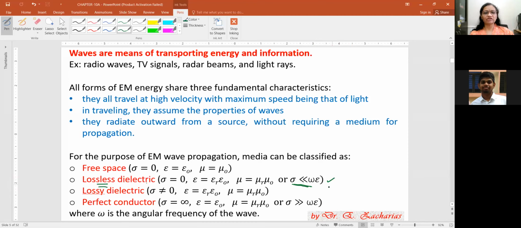A lossy dielectric, as you can see here, will have sigma not equal to 0. That means it will not conduct like a conductor, but there will be a small amount of conduction happening. I don't know how many of you will remember this. You must have studied this in electromagnetics in your earlier years. If you charge a capacitor and leave it, with time it gets discharged. Very slowly though, but it will get discharged.